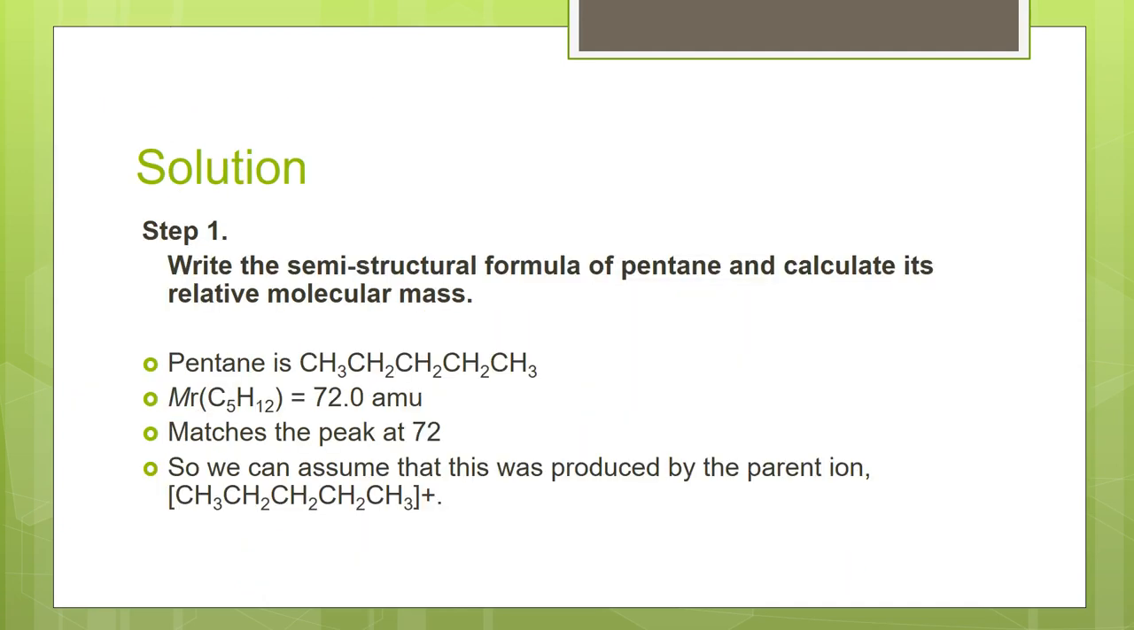So when we look at this, we can look at the semi-structural formula of pentane, and as we said, it would have a molar mass of 72 grams per mole, which would match the 72 peak at the mass to charge ratio. And we can assume that it is given by this ion here. We put it inside square brackets, which is the whole molecule, and then give it the plus to show that we know that it would be a positive ion.